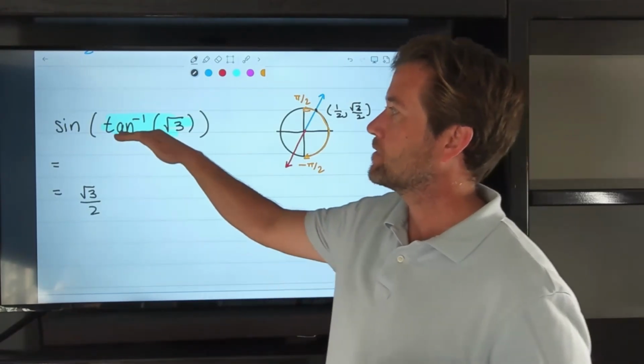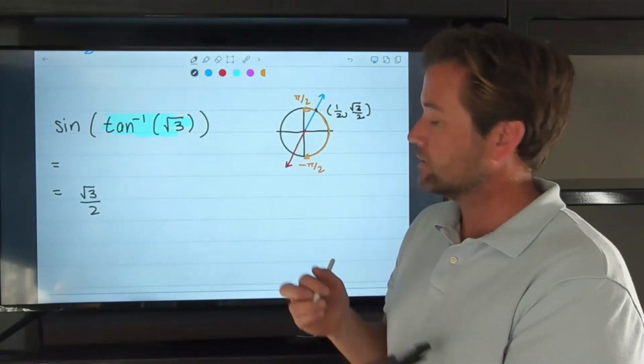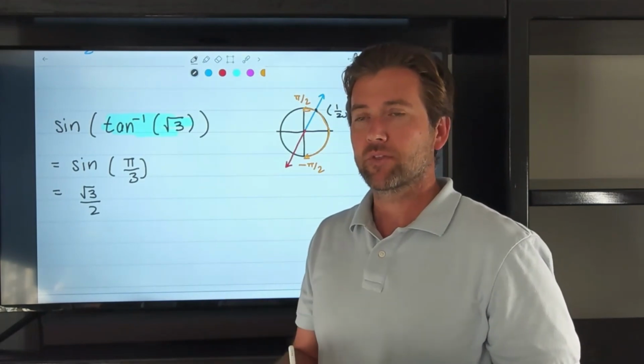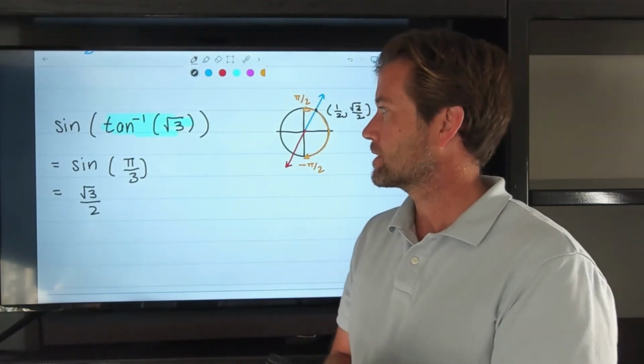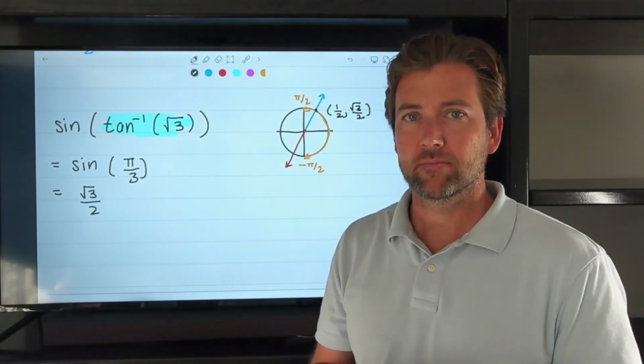You don't actually have to know what the angle is to get this answer correct, but that angle in blue is pi over 3. So you have to be familiar with angles that are multiples of pi over 6 and pi over 4. And pi over 3 is a multiple of pi over 6.